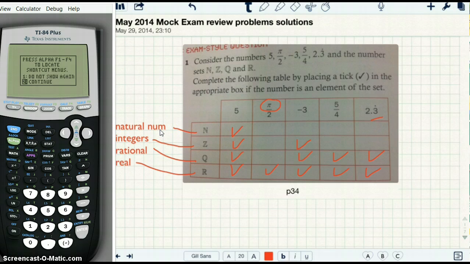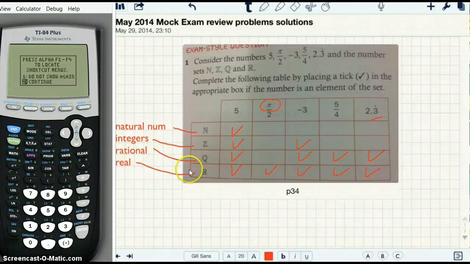integers, including 0. And then Z are integers. Q, you can remember Q is quotient, which means two numbers dividing each other, two integers dividing each other. Those are the rational numbers.